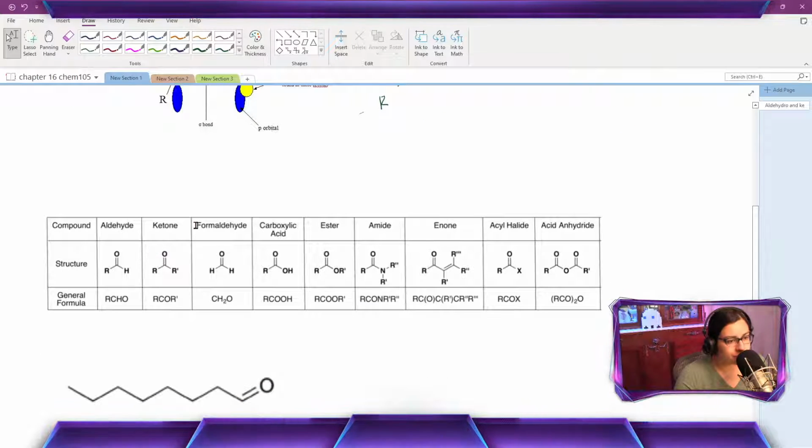And then, of course, we're just focusing on aldehydes and ketones, but there are many other groups that are either analogous or similar in structure to the CO. So, of course, formaldehyde just has two H's, so the simplest form here. Carboxylic acid, don't forget, is when we have an OH there. Esters have an R group. Amides are also related.